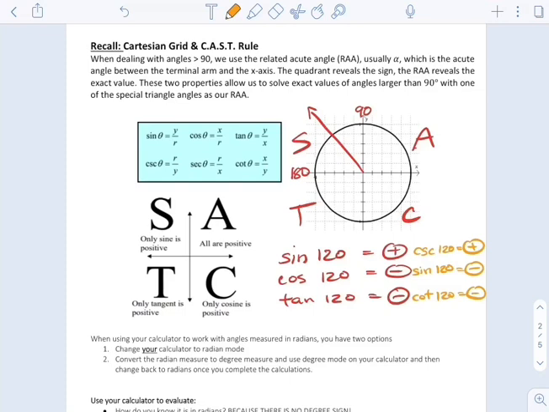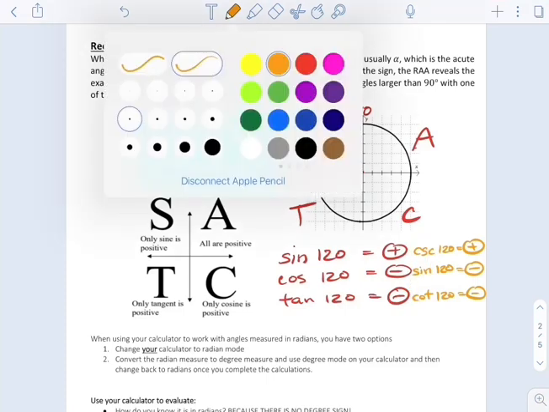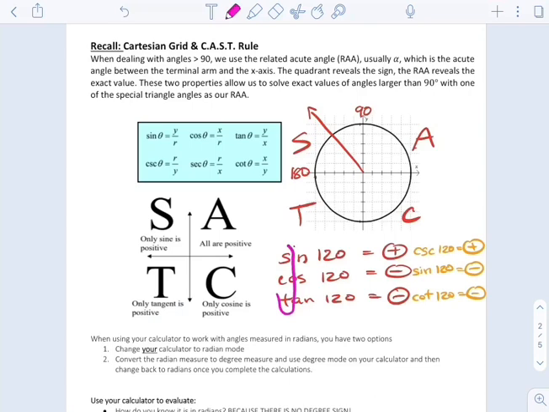So it's a matter of not the first letter of the reciprocals. Instead, we're just looking at the first letter of the original functions to figure out if it's positive or negative, and that's going to lead us to the reciprocals as well. So one thing that's a little bit different here is that we're going to no longer work with the degrees.